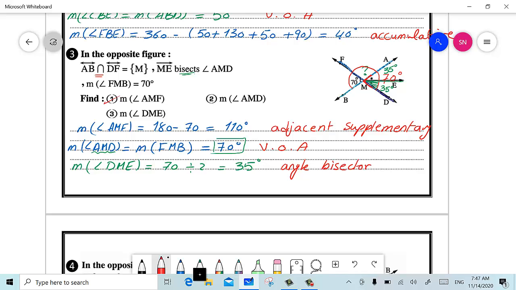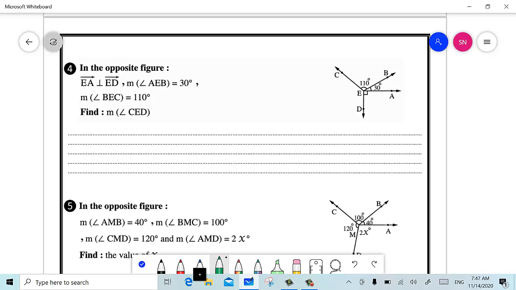Is it easy, right? And let's go now to see the fourth question. Let's have a look first at the given. Ray EA is perpendicular on ray ED. We said that when we see the word perpendicular, this means that the intersection of these two lines forms a right angle, or 90 degrees. And we go directly and write the 90 degrees straight away, because most of the time you forget it.